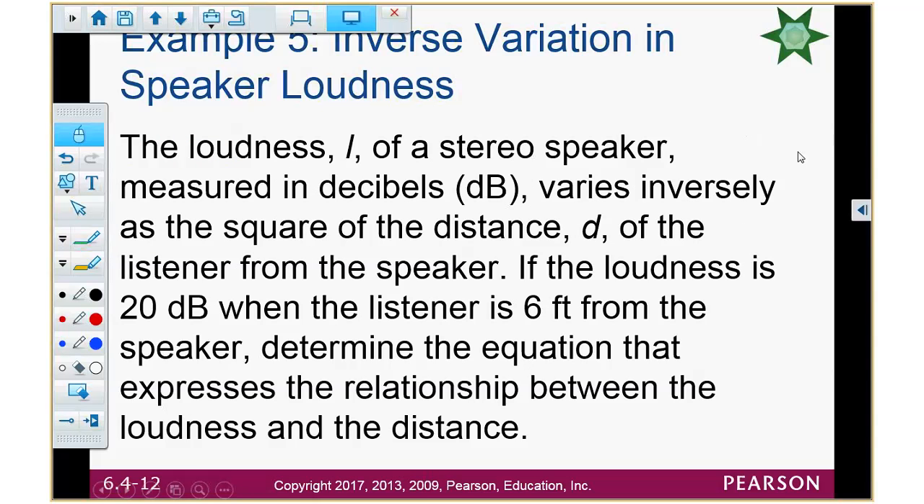Loudness L of a stereo speaker, measured in decibels, varies inversely as the square of the distance. What did I say square of the distance meant? D to the second power, yes. Thank you for the interaction, I appreciate that. Three people, four people. Appreciate the four people interacting. Out of 13.